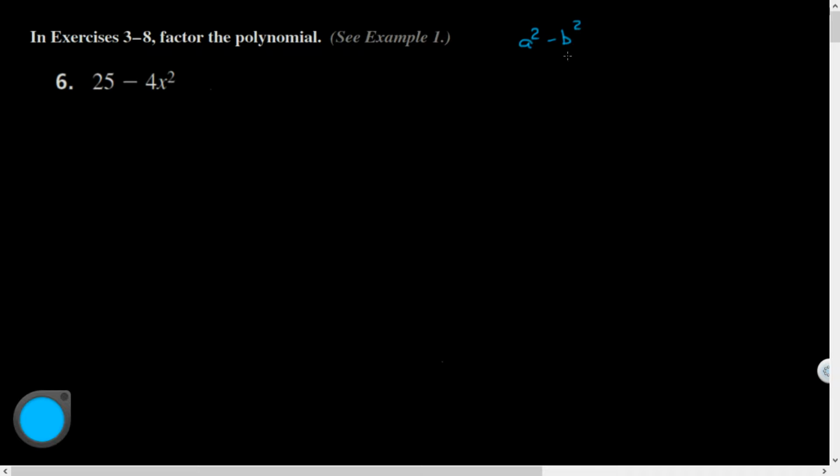We were talking about factoring special products Friday, and the pattern we were using is called the difference of squares pattern, because there's a subtraction, a difference, and these are two perfect squares. And they are equal to a plus b times a minus b.